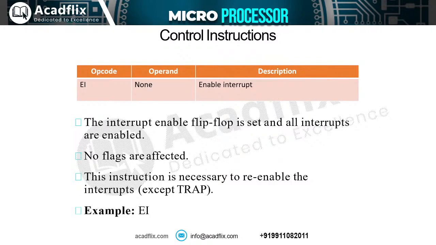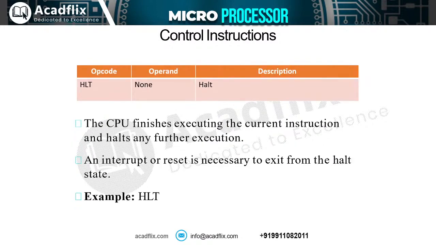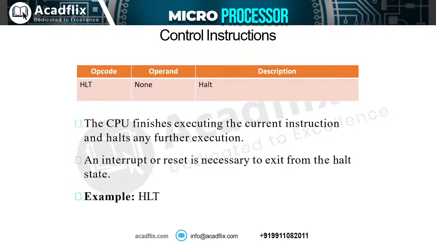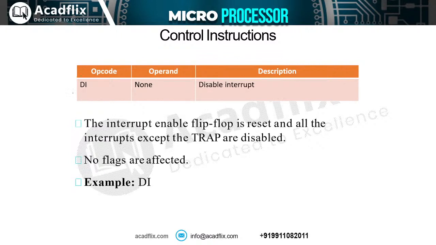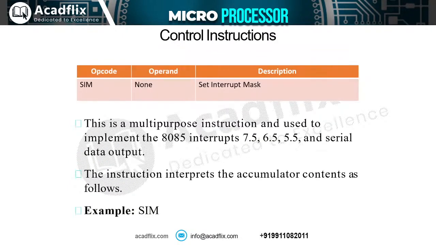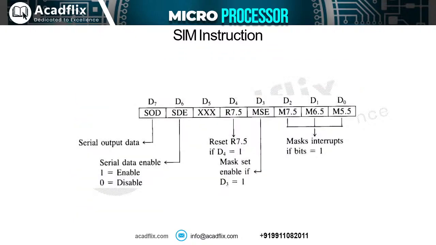Then we have some control instructions that are not that important. We have NOP. NOP means no operation. If we execute this instruction, the CPU will not perform any operation. HLT means the CPU will halt and will not execute any instruction until we have the next instruction. DI is disable interrupt. EI is enable interrupt. RIM is read interrupt mask. SIM means set interrupt mask. These are the instruction set of the 8085 microprocessor.